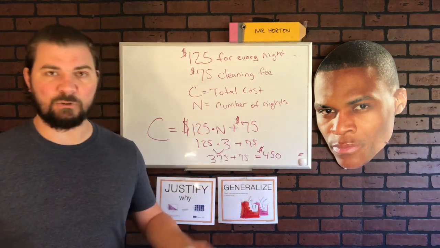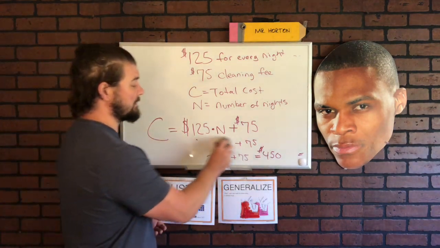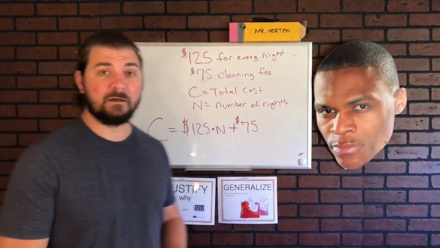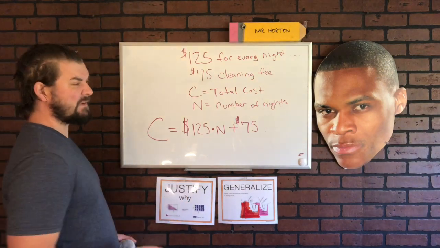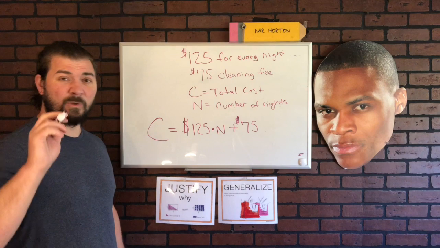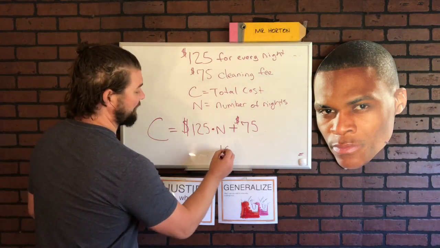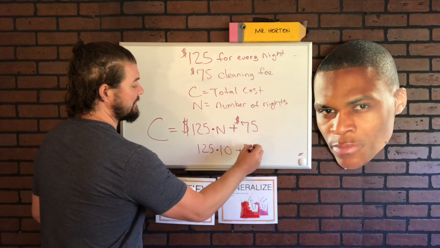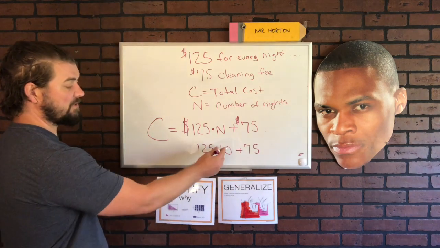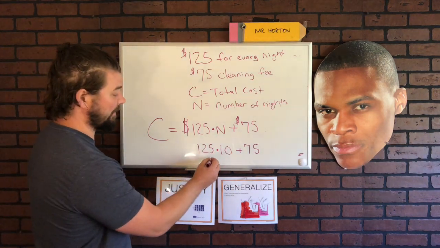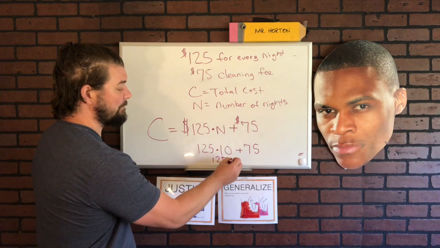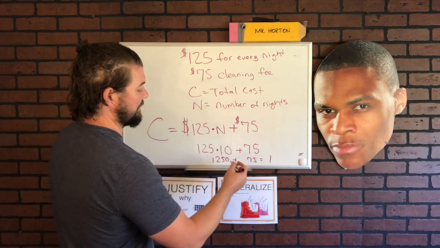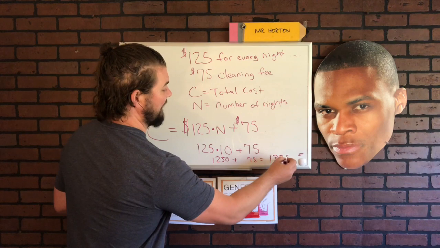Okay? That's doable. It's a pretty nice weekend. $450. All right, well, what if it's summer and I want to go to this cabin for a whole week? In fact, let's go even more. Let's go 10 days. We're going to go on a 10-day trip. So I'm going to put 10 in for N. I'm going to do 125 times 10 plus my 75. 125 times 10, all I have to do is add a 0 here. It's 1,250 plus my 75. And I end with $1,325.